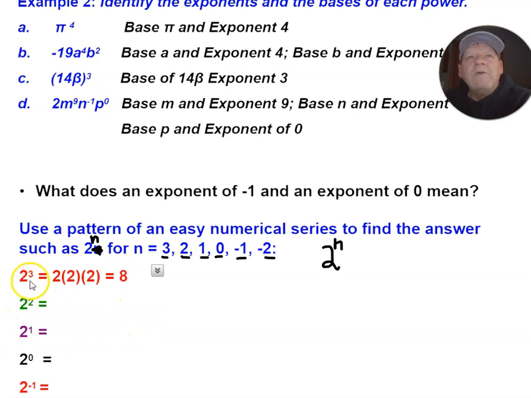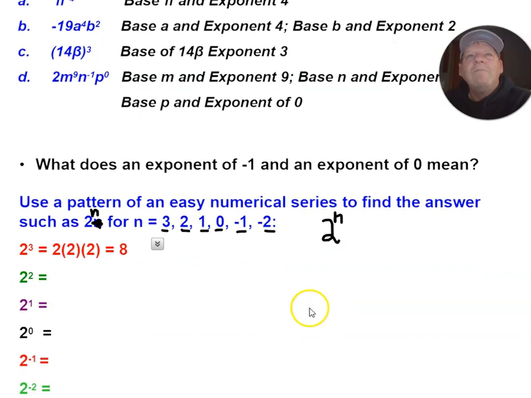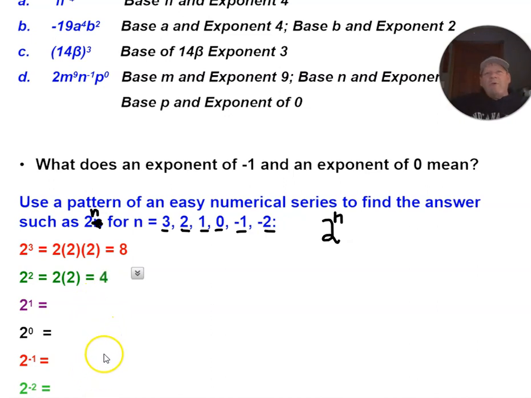Now let's go down. We're going to go n equals 3, 2, 1, 0, negative 1, negative 2. So 2 squared is just 2 times 2. It's equal to 4. 2 to the 1st is just 2, just one time. Now, to come up with 2 to the 0th, we have to come up with a pattern here.